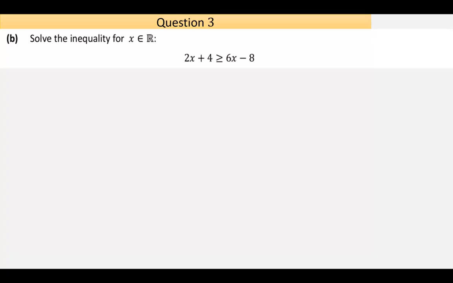I always like to write out the statement again, and then I want x on one side, and I want all the numbers on the other, and I want to end up with 1x inequality, whatever. So I'm going to get rid of this 4 by taking 4 away. If I do that on the left, I have to do the exact same thing on the right. Okay, for a lot of people, that's okay.